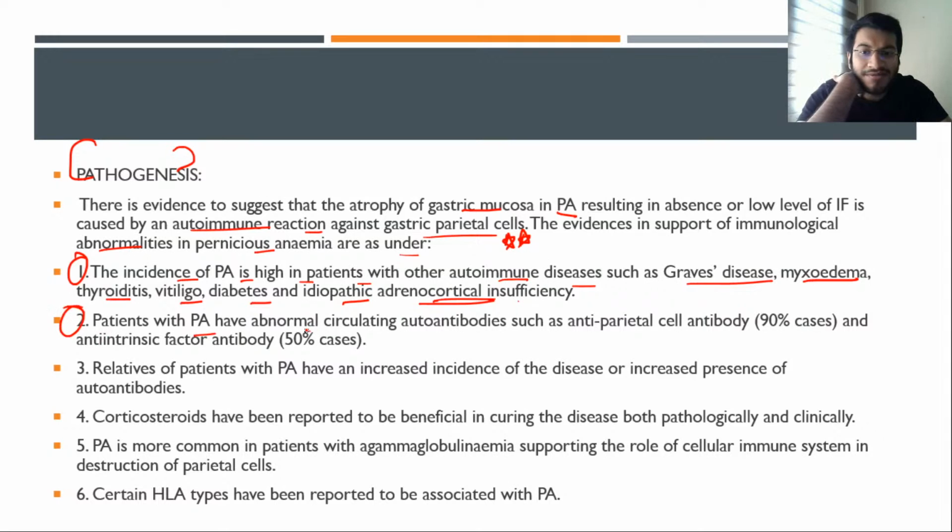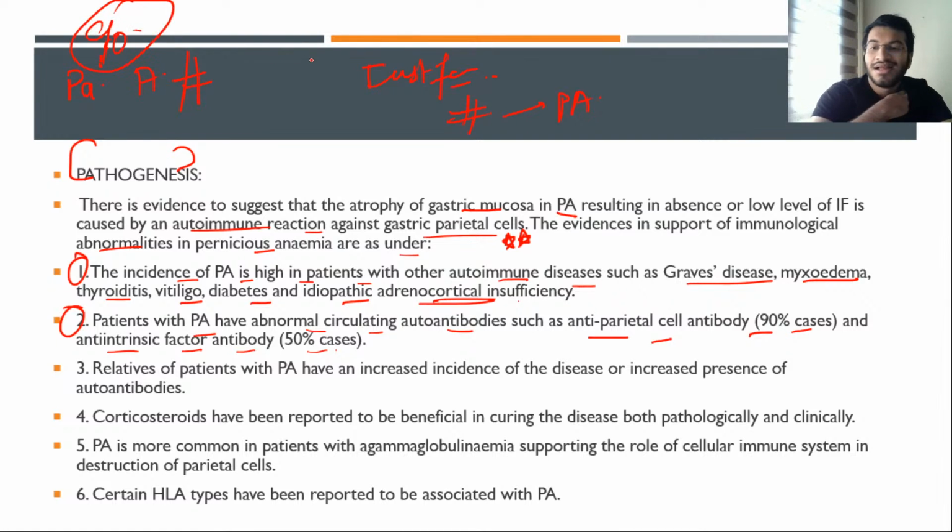Patients with PA have abnormal circulating autoantibodies such as anti-parietal cell antibody in 90% of the cases and anti-intrinsic factor antibody in 50% of the cases. So in both cases, if there are autoantibodies against parietal cells, then also pernicious anemia will occur, and if there are autoantibodies against intrinsic factor, then also pernicious anemia will occur. But in 90% of cases it is against parietal cells, and in 50% of the cases against intrinsic factor.